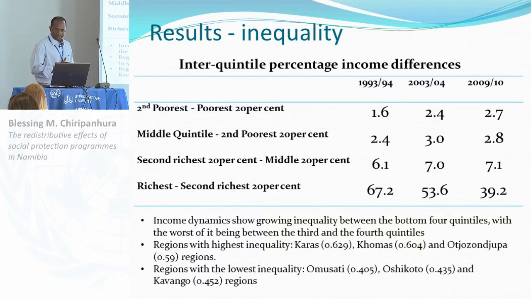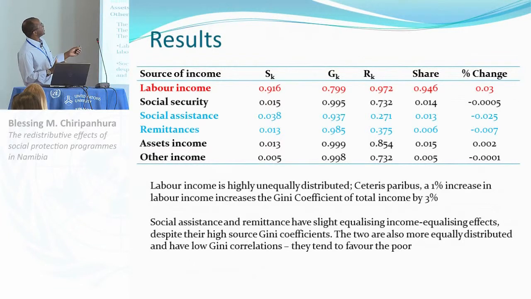Right, so what else do we have? Using the survey data, we try to disaggregate the Gini figures. And we realize that if you look at labor income, generally a percentage change in labor income contributes to an increase in inequality between our households. But if you look at the other income sources, where the social protection measures that are linked to the labor market, we grouped them as social security. And the other ones under non-contributory schemes that I mentioned, we grouped them as the social assistance.